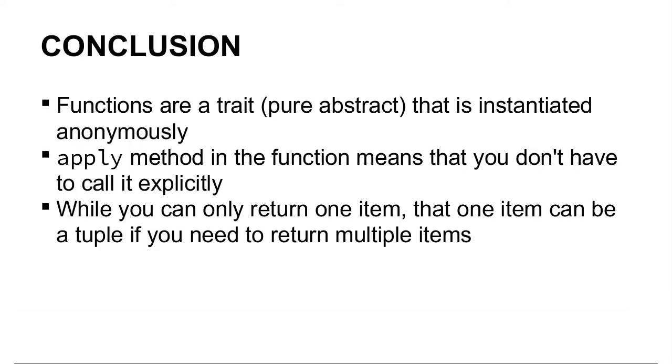And functions are instantiated anonymously. Now remember, this is up to 2.11. 2.12 is going to be released shortly, and it'll be using Java util functions instead. The apply method in the function means that you don't have to call it explicitly. It was named as such intentionally. That way we could just call the function and the argument. Now, while you could only return one item from any function, that one item can be a tuple in case you want to return multiple items. If you want to return a list or a set, we haven't gone through the collections yet, but you could do that as well.